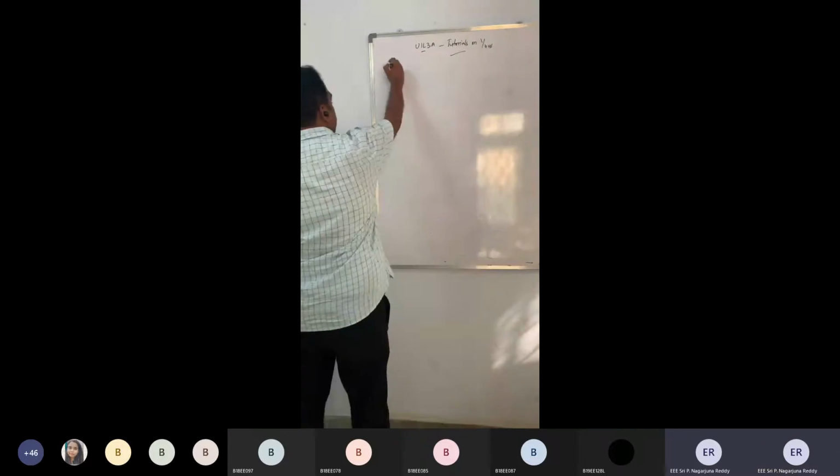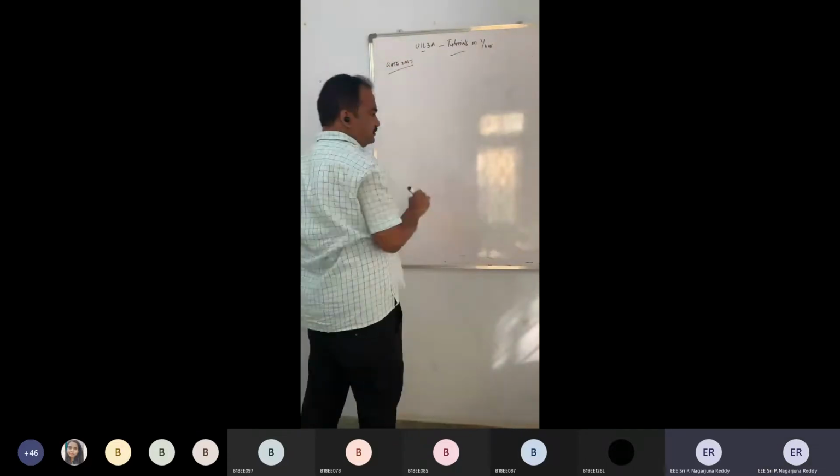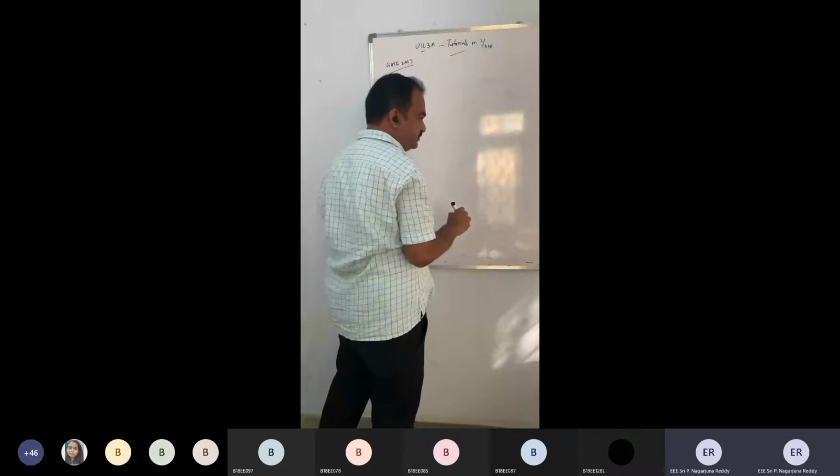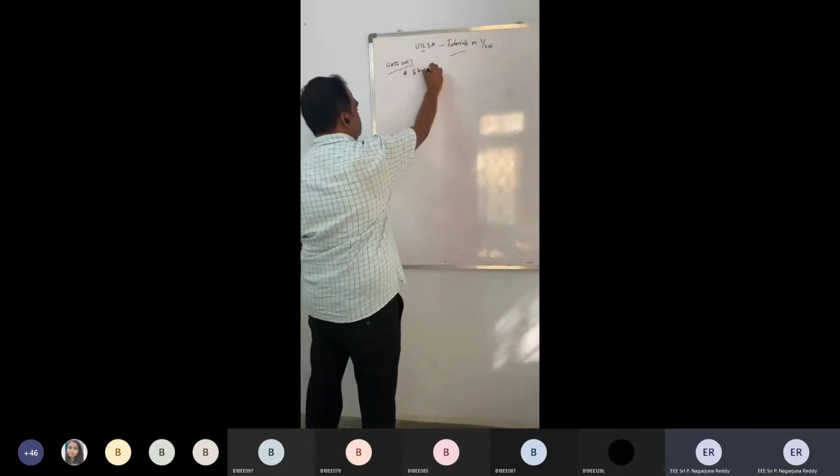GATE 2017. I have got a question for you. In GATE 2017, it was asked for 1 mark. A 3-bus power system is shown.